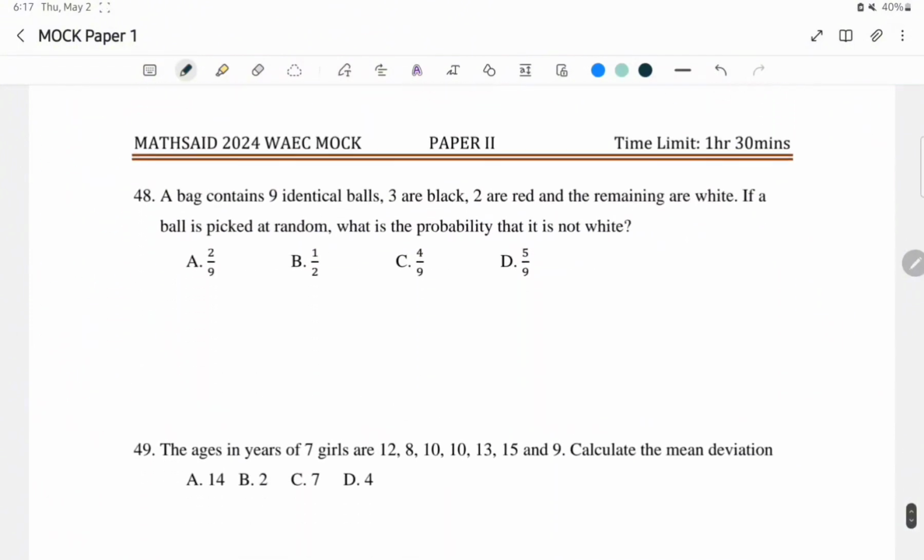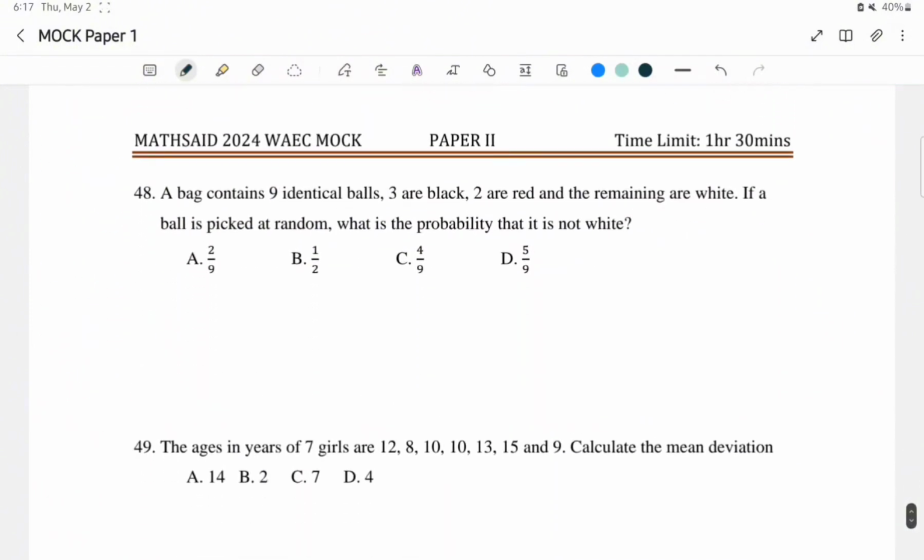In this next example, we are told that a bag contains 9 identical balls. 3 are black, 2 are red, and the remaining are white. If a ball is picked at random, what is the probability that it is not white? Well, once we calculate the probability that it is white, we can easily find the probability that it is not white. So we have 9 as the total number of balls.